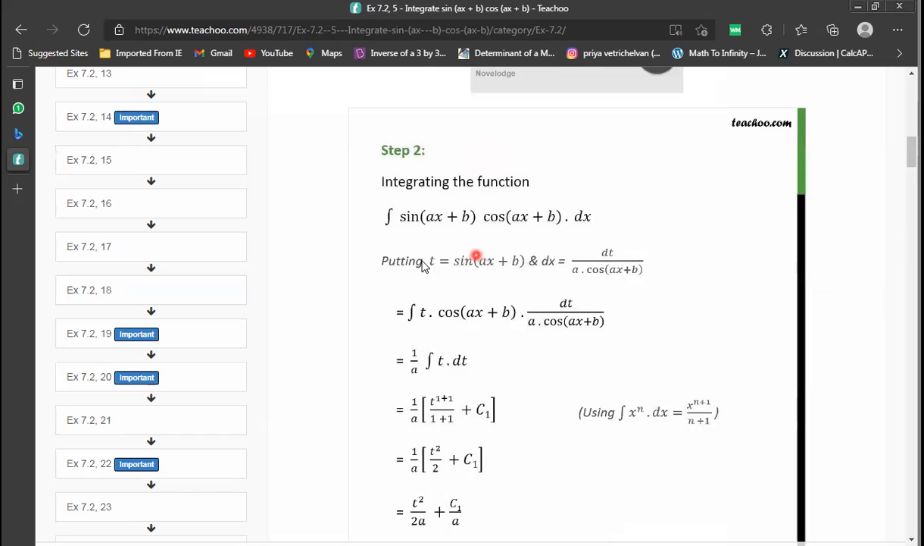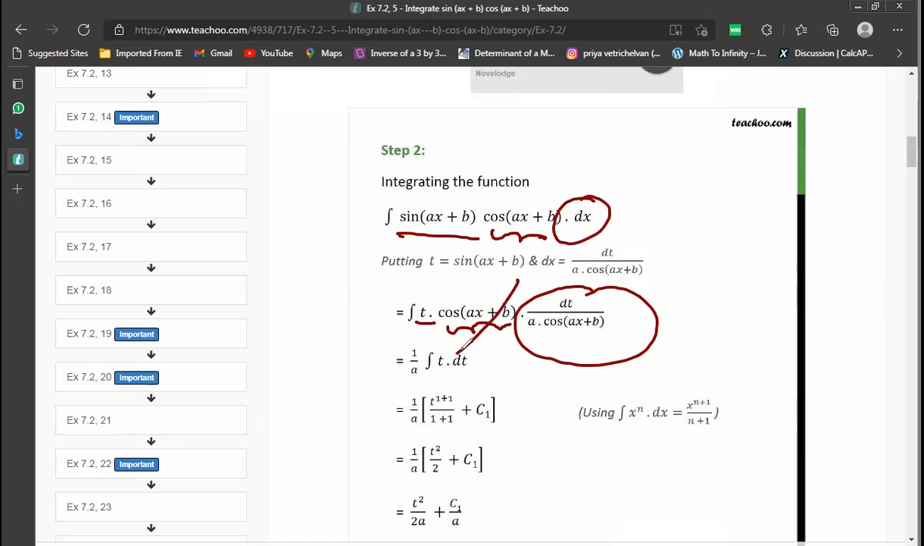So let's change the question. Sin of ax plus b into cos of ax plus b into dx. And sin of ax plus b is nothing but t. Substitute as t, and write the cos ax plus b as cos ax plus b itself for the cancellation purpose. And what is dx? Dx is dt upon a into cos of ax plus b. This cos ax plus b and this cos ax plus b will cancel out each other, and you will be left with t into dt upon a.